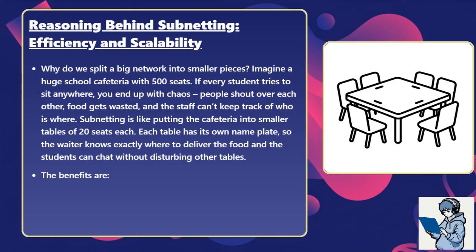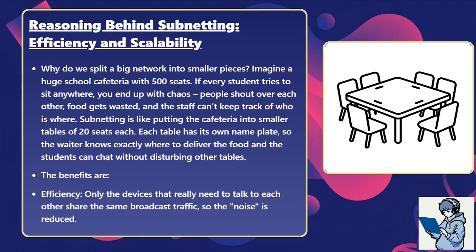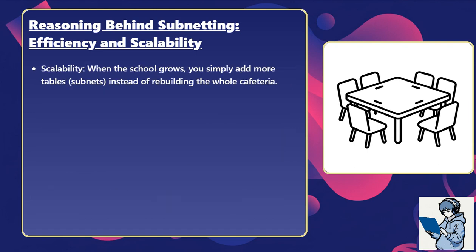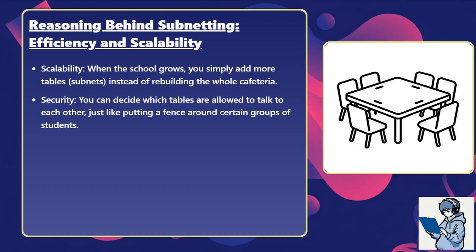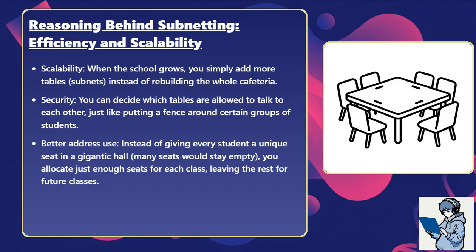The benefits are efficiency. Only the devices that really need to talk to each other share the same broadcast traffic, so the noise is reduced. Scalability. When the school grows, you simply add more tables, subnets, instead of rebuilding the whole cafeteria. Security. You can decide which tables are allowed to talk to each other, just like putting a fence around certain groups of students. Better address use. Instead of giving every student a unique seat in a gigantic hall, many seats would stay empty. You allocate just enough seats for each class, leaving the rest for future classes.